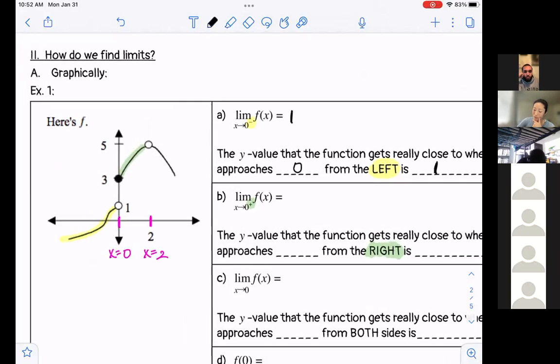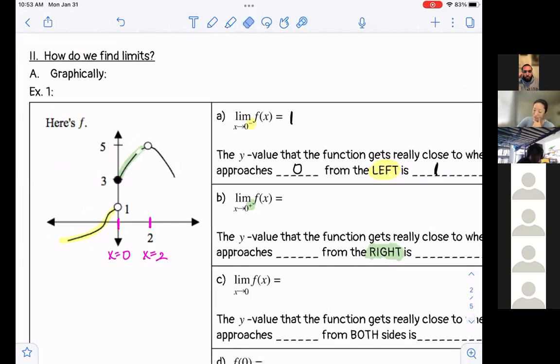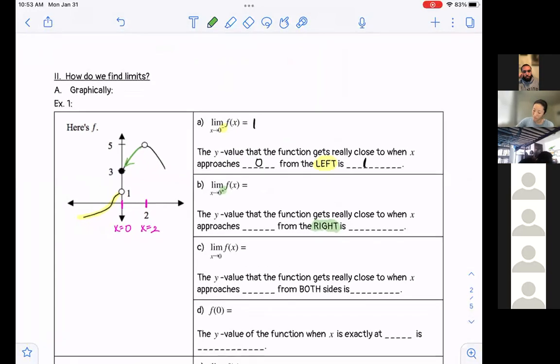I think sometimes it's a little better when I use the laser so we can see the direction that I'm going, but I want to go in the direction towards x equals 0. And when I'm going in that direction, the y value gets really close to 3. Does that make more sense? So we can say that the y value that the function gets really close to when x approaches 0 from the right is 3.